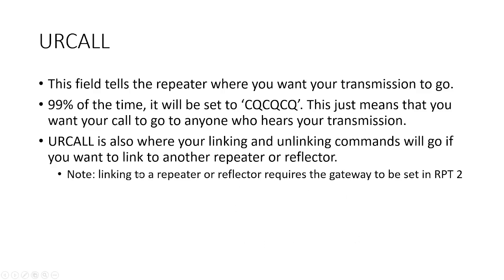And a note on that, linking to a repeater or reflector requires the gateway to be set in RPT2. So essentially how this is going to work is the repeater is going to ignore any commands or isn't going to send anything to the gateway unless RPT2 is set. So if your repeater is linked, for example, so someone from another city is linked to your repeater, if you don't have RPT2 set to the gateway, the person in the other city will not hear you, but anyone locally on this repeater will hear you. So that's important to note as well.